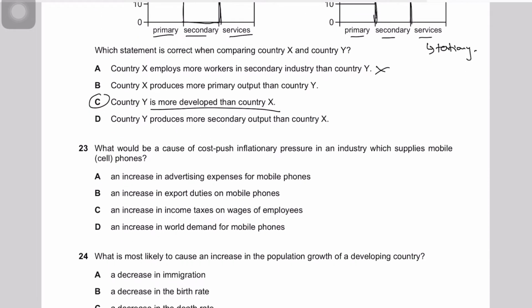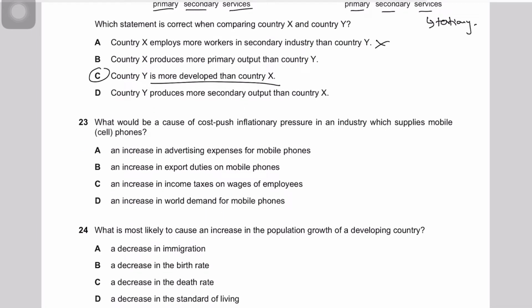Question number 23 says, what would be the cause of cost push inflationary pressure in an industry which supplies mobile phones? So cost push inflation is an inflation that occurs whenever there's a rise in the costs of different industries in the economy, maybe because of trade union pressure or rise in key raw materials, right? Now they're talking about a specific industry, which is cell phones. So obviously there might be a possibility that the cost is rising. And why is cost rising? Because of an increase in advertising expense for the cell phones, which is causing a cost push inflationary pressure on an industry that supplies cell phones, right?